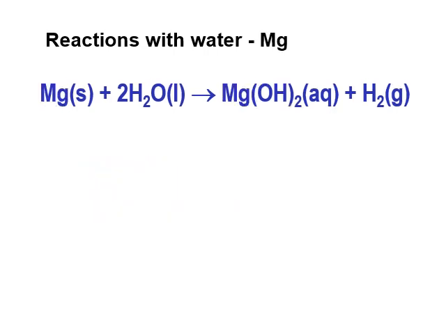This equation shows a reaction of magnesium with cold water. Now this is a much slower reaction. It's a very, very slow reaction. You might remember that from doing group 2 in year 1 of the course. So it's very, very slow at room temperature. We will look at what happens if you heat it up in a minute.